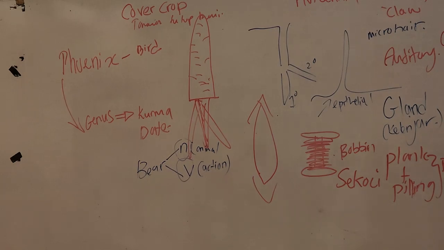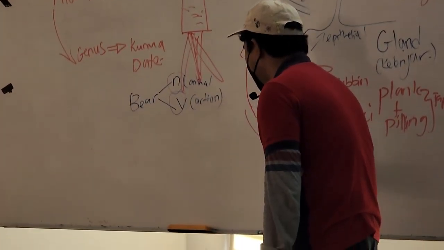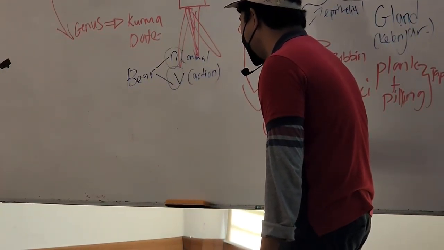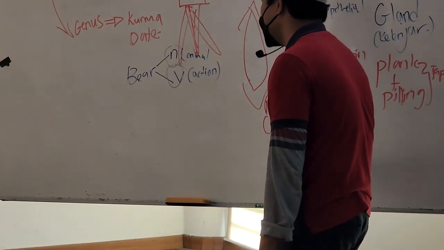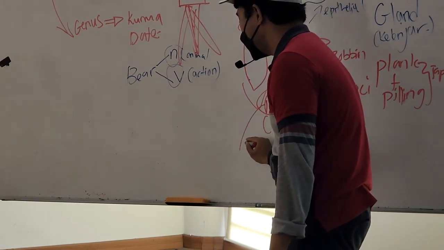Then we have the napiform. Napiform, I'm not quite sure. I just know it's from the word napus. Napus is the Latin word for turnip. Turnip, what is it in Malay? Top.